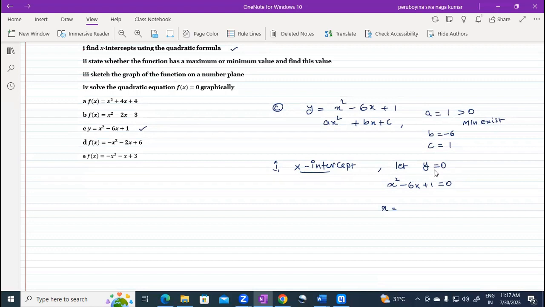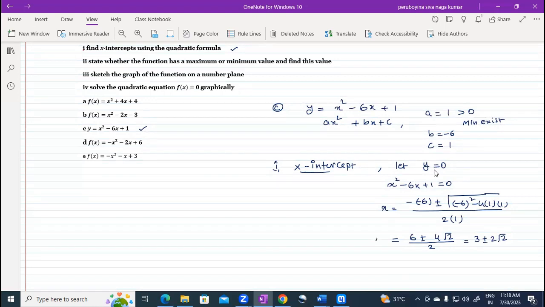Minus b means minus of minus 6, plus or minus root of b square minus 4ac, divided by 2a. It will be plus 6 plus or minus root of 36 minus 4, which is 32. 32 means 16 twos, which is 4 root 2. Understood? By 2, you can cancel it. 3 plus or minus 2 root 2. Understood or not?